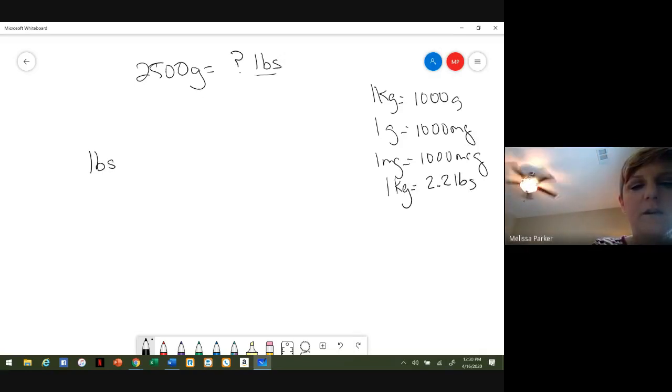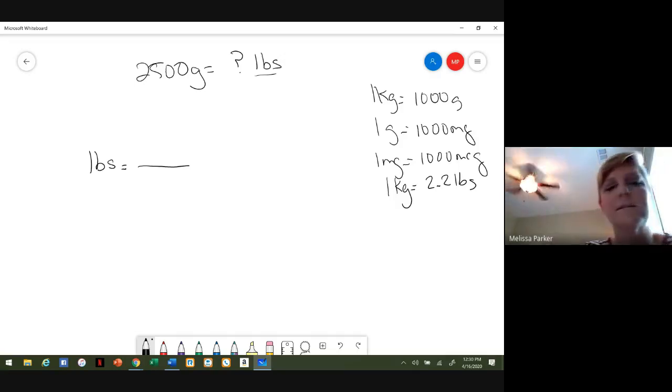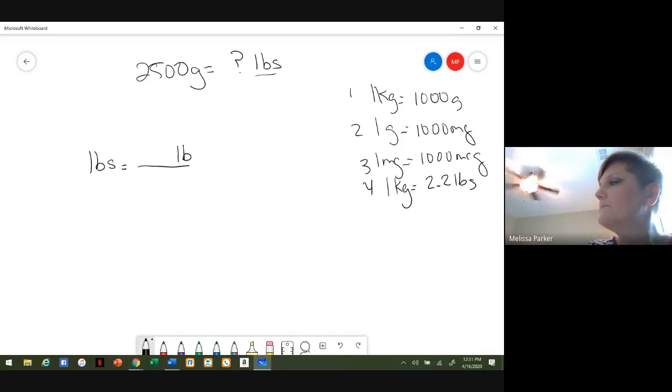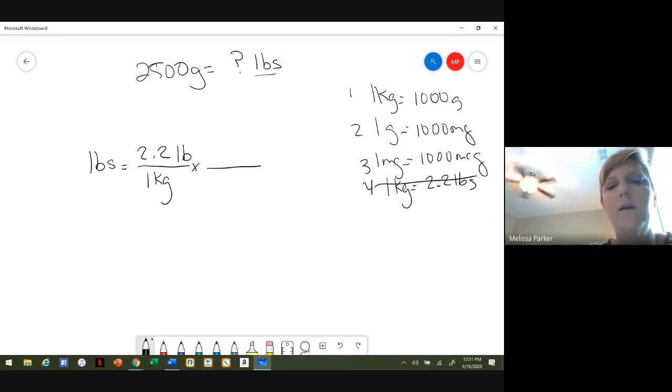So I'm solving for pounds here. What unit goes right here? It has to be the same as what's over here. Yes, it's going to be pounds, right? So now, am I going to use 1, 2, 3, or 4? Yes, we're going to use number 4. So what number do I put right here? Yes, 2.2. What goes down here? Including the unit, what goes down here? Yes, 1 kilogram. Okay, so I use that one. Okay, what unit's going to go right here?